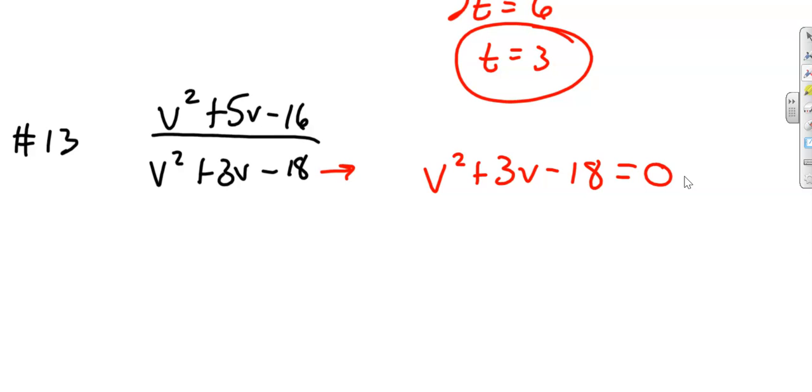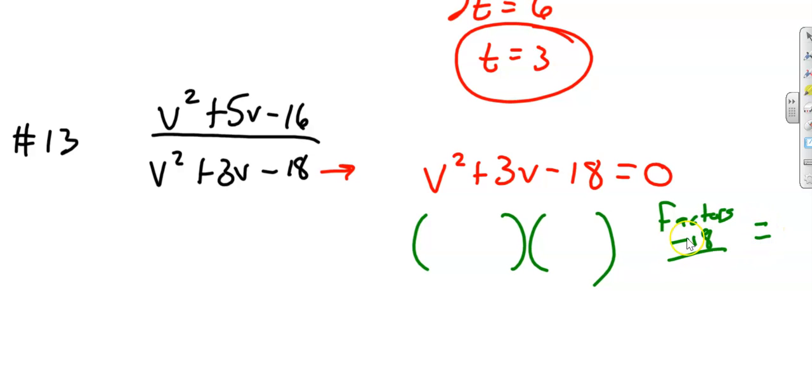Only difference on this one is now your denominator, I have to factor it first. So once you get here, you've got to find the factors of negative 18 where the sum would equal positive 3. Okay, so 1 and 18, 2 and 9, and 3 and 6. Got to be the 3 and the 6.